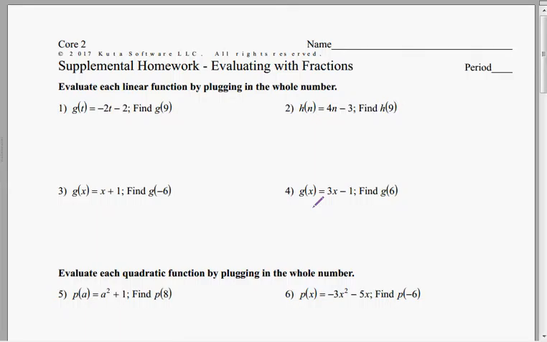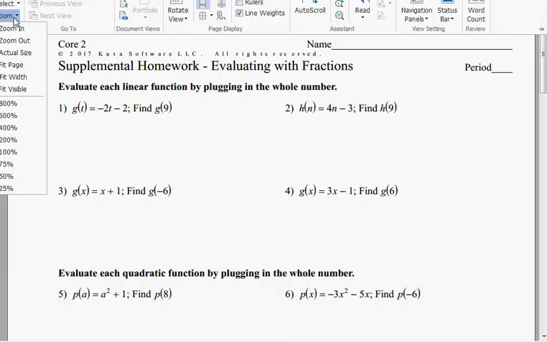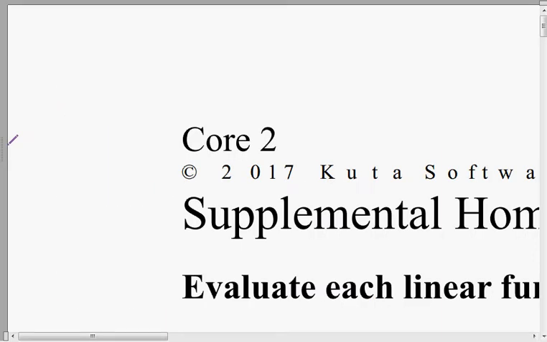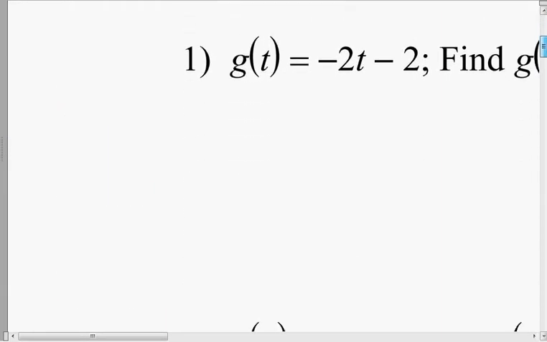So we'll start off with problem number 1 on the supplemental homework. It'd be a good idea to do this if you feel you need more work on fractions. So I'm going to zoom in, and we will work problem number 1.